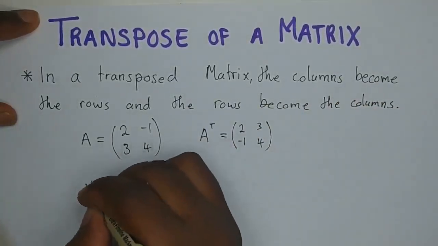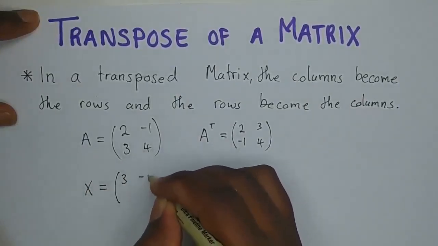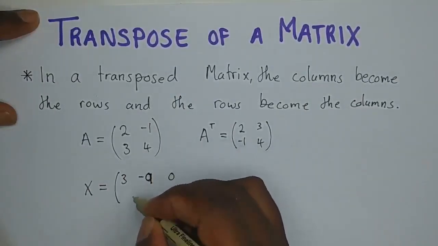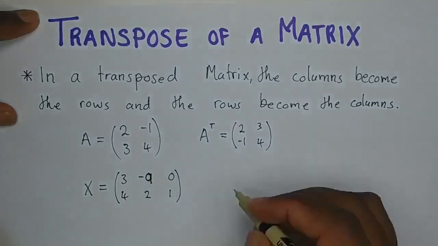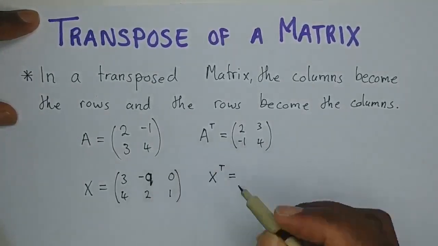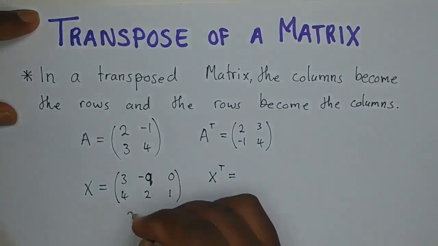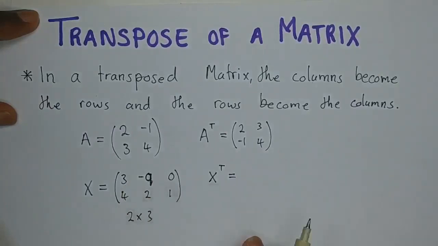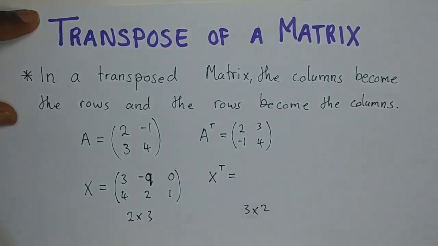Let's look at another matrix X. So matrix X, let's say we have 3, oh sorry, not negative 0, let's say negative 9. Then we'll have 0, that is 4, 2, then 1. That's a random matrix. Now let's find the transpose of this matrix. So this is a 9. This matrix, how many columns does it have? How many rows does it have? We have 2 rows, and it has 3 columns, meaning that its transpose, the rows become the columns. Its transpose must be a 3 by 2, because the rows become the columns and the columns become the rows.